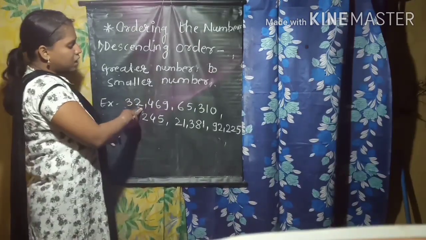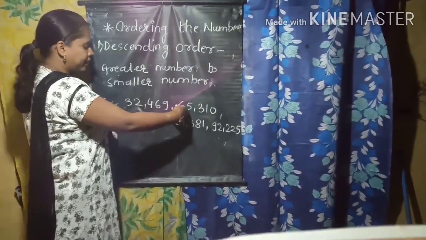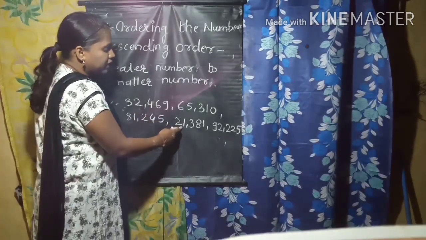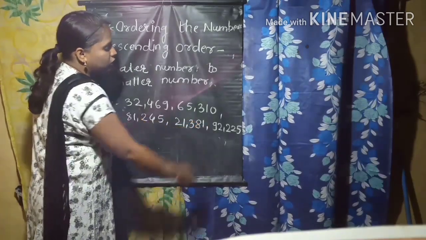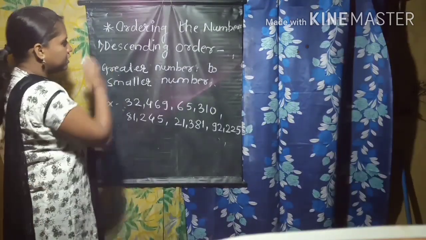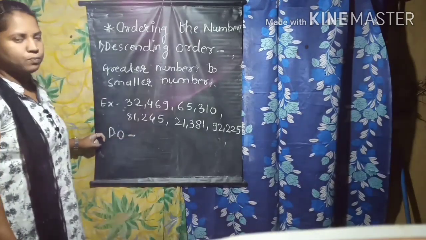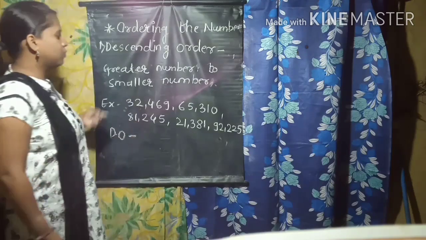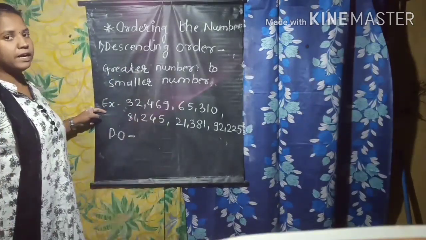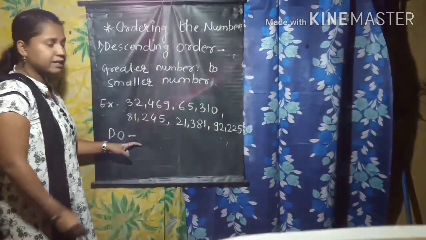The first one is 32,469, 65,310, 81,245, 21,381 and 92,225. So let us arrange the numbers in descending order. In descending order, what do we have to do? We have to arrange the numbers from the greater number to the smaller number. From these given numbers, which one is the greatest number? 92,225 is the greatest number.